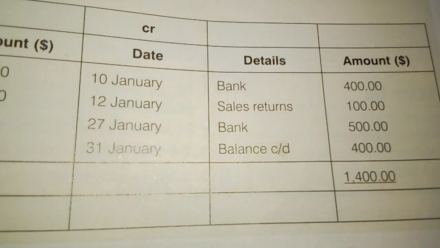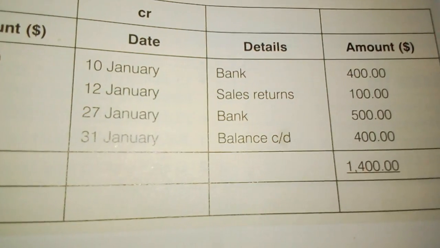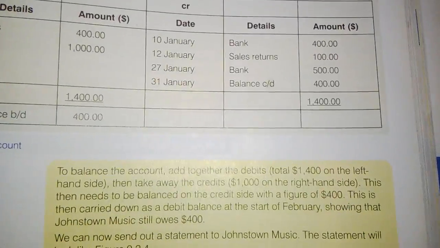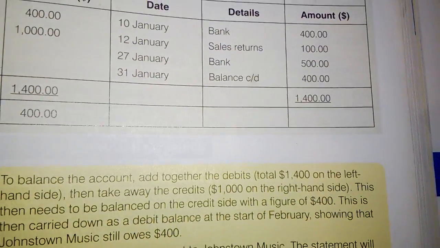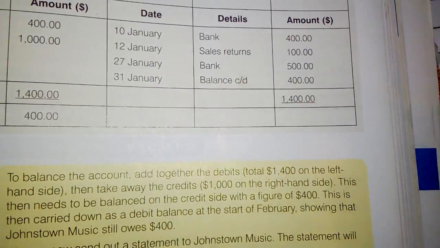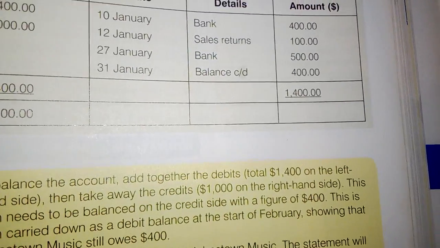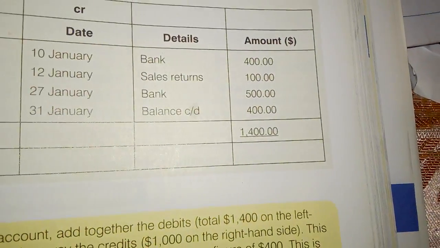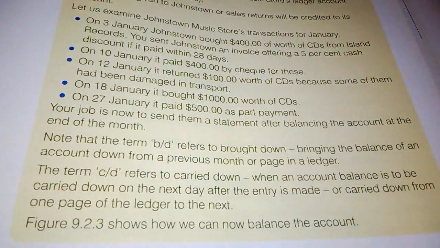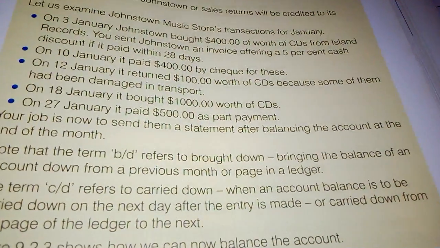So this is not Johnstown writing up their accounts. It is Island Records having an account for Johnstown in their business, so that they can keep tabs on what the sales transactions to Johnstown are and what the payment transactions are. At the end of a month or so, depending on the arrangement, they can see how much is to be paid, and then they would send that detail using a statement of account.